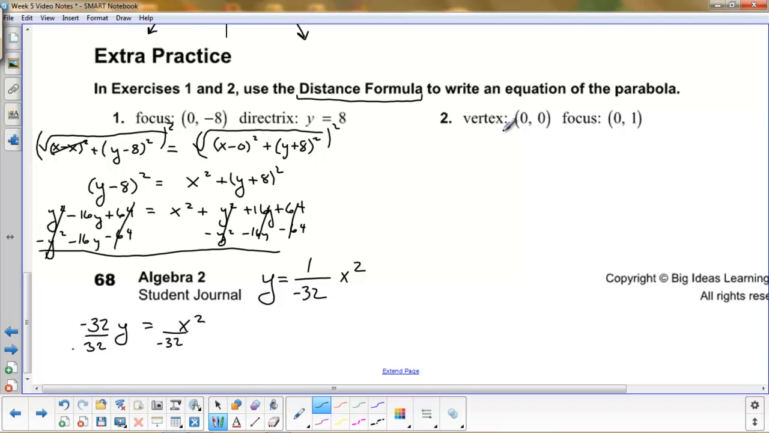Go ahead and give number 2 a try. Just use the same process here, the same steps. Begin by graphing it above so you know what you're looking at, and utilize the distance formula to help you out.